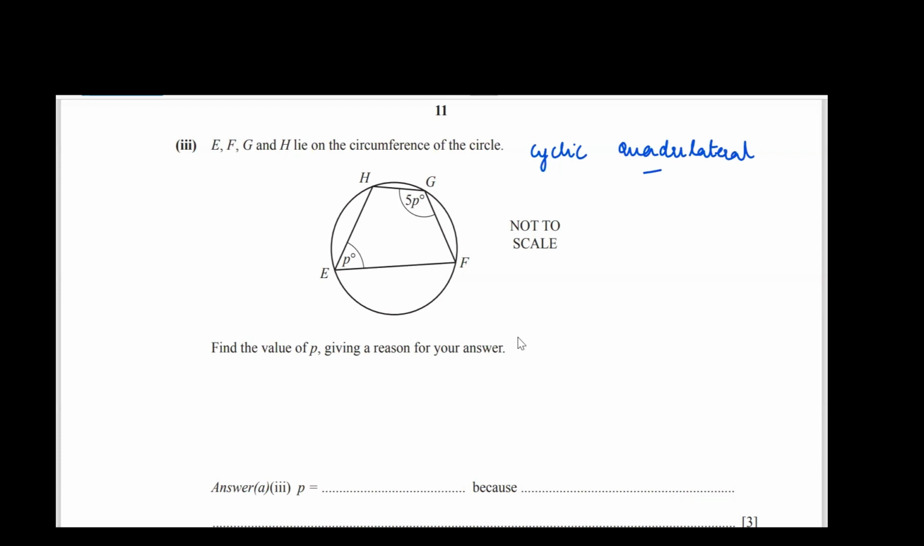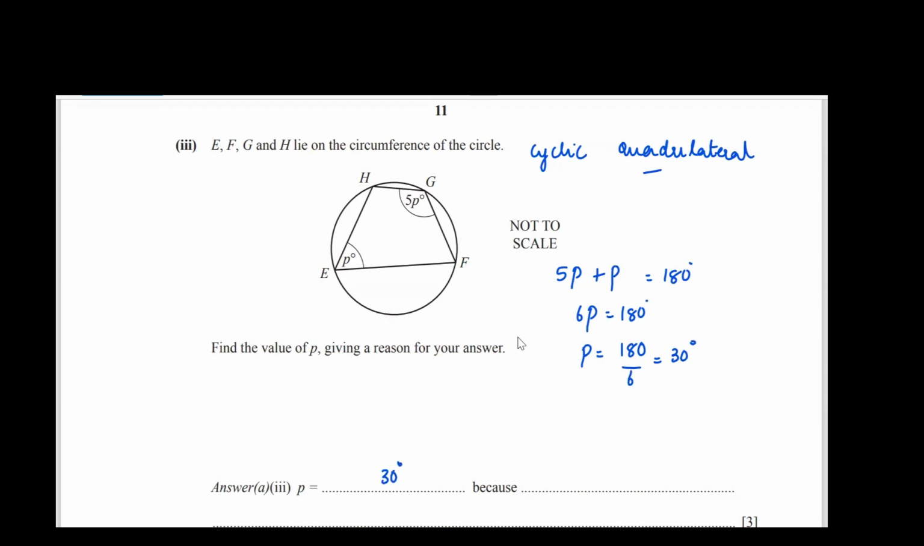So 5p plus p should add up to give us 180 degrees. That is the property of cyclic quadrilateral, the only property that we study. Opposite angles add up to 180 degrees. Now 5p plus p is 6p. 6p equals 180 degrees. So p will be 180 divided by 6, which is 30 degrees. So P is equal to 30 degrees.